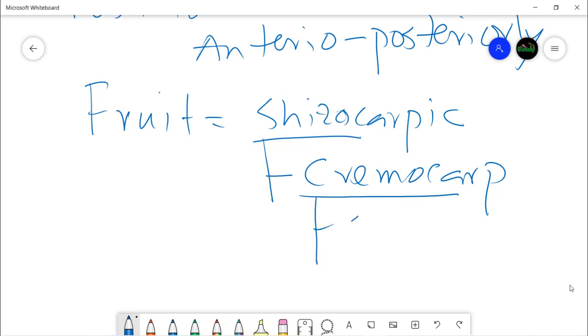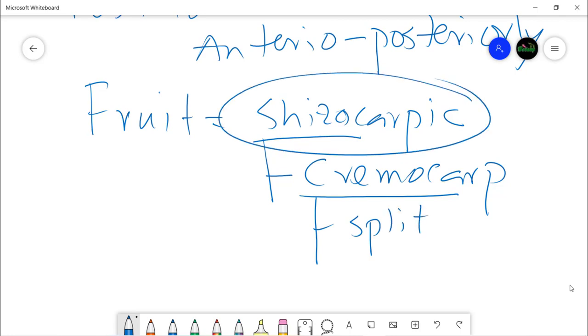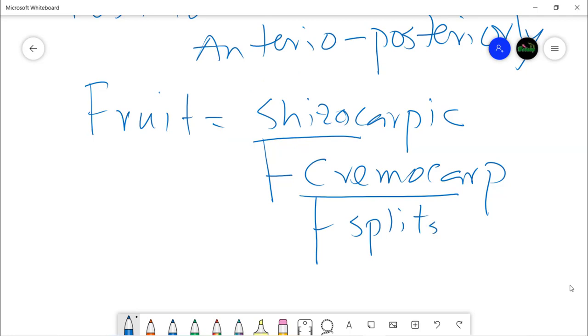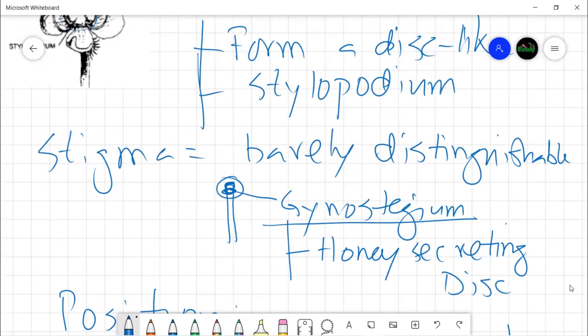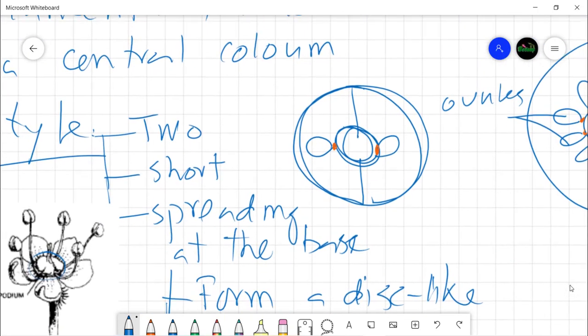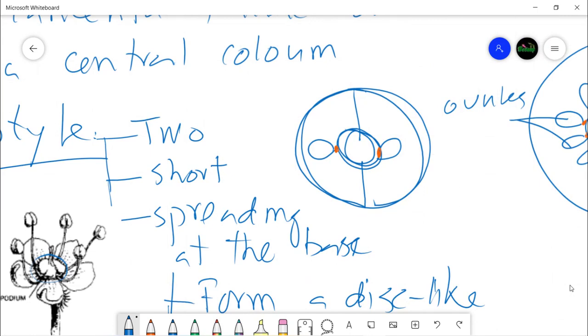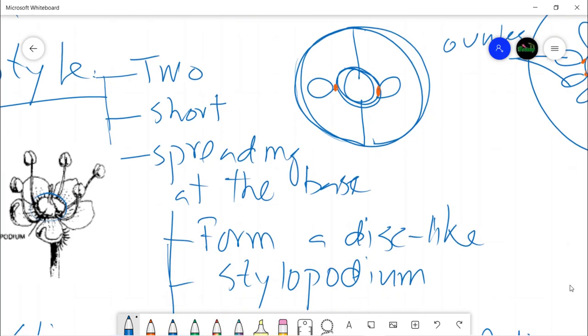So it usually splits, as I just told you, that the schizocarpic fruits split into one-seeded compartments. If you remember, we have just seen while discussing placentation that in Apiaceae we have only one ovule per locule. That means this ovary, as we know, the ovary develops into fruit and the ovules develop into seed. So obviously there will be two seeds in the fruit.